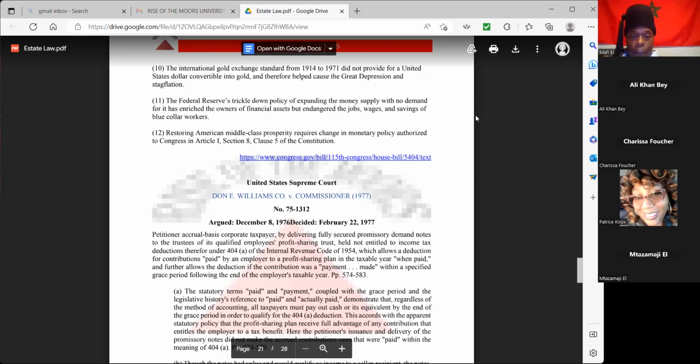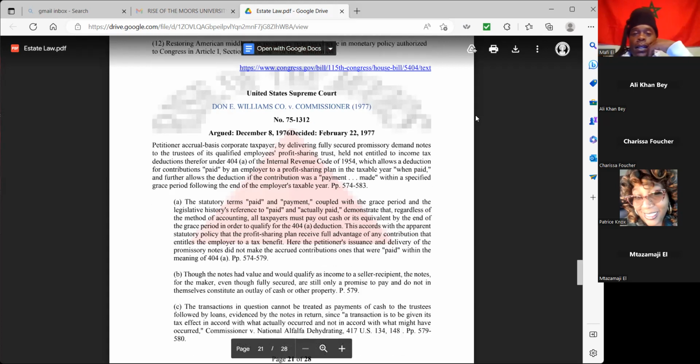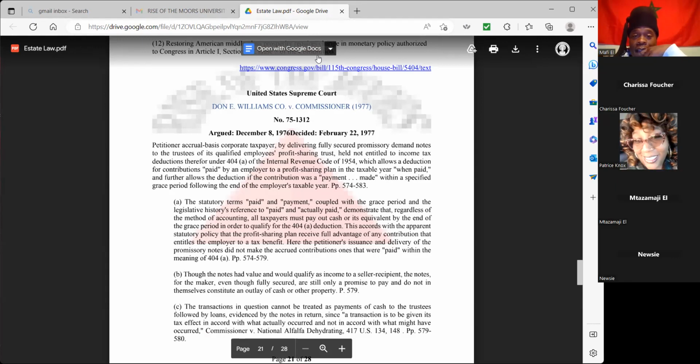That's just the bottom line. More res judicata. United States Supreme Court, Don E. Williams Company versus Commissioner. This is a 1977 case. Supreme Court case in 1977. It was argued and decided December 8th. So argued December 1976, it was decided February 22nd, 1977.